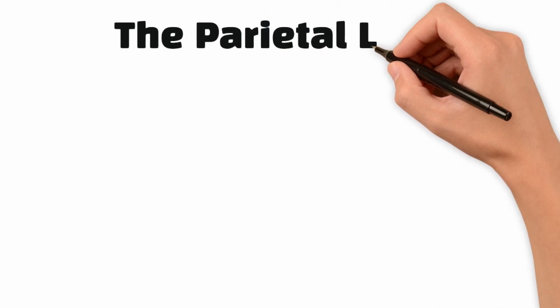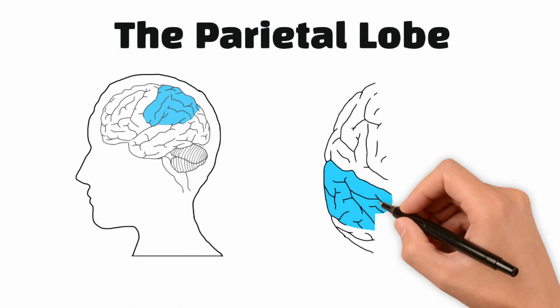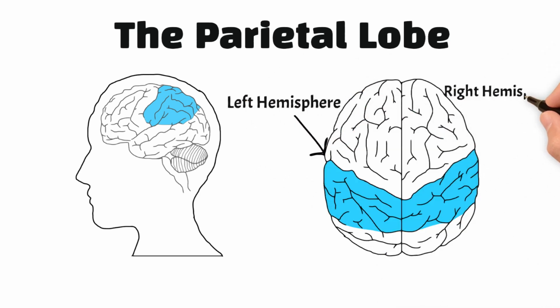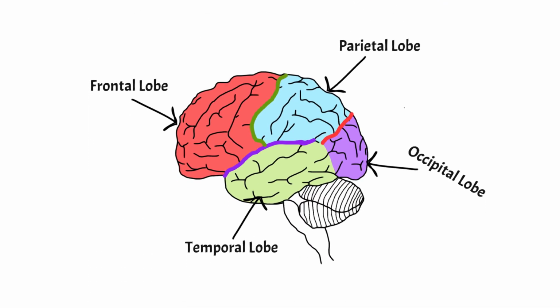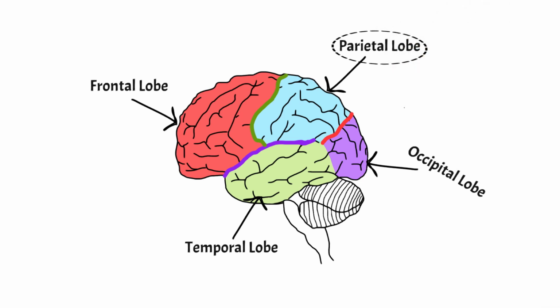In this video, we'll be talking about the parietal lobe, which is most well known for its integral role in processing sensory information such as touch, temperature, pain, sight, hearing, and smell. It is located near the top and back part of the brain, sitting behind the frontal lobe, above the temporal lobe, and in front of the occipital lobe, and spans both brain hemispheres.